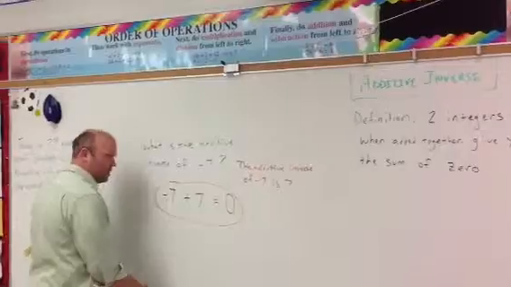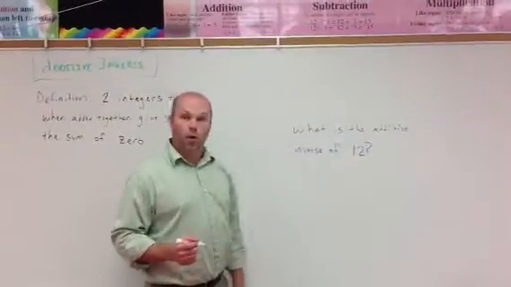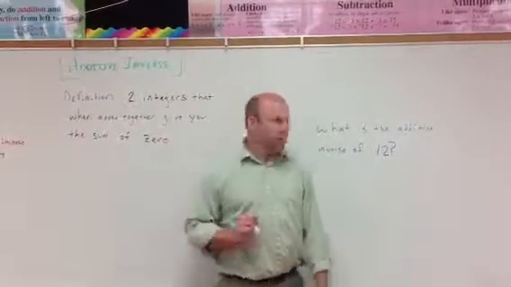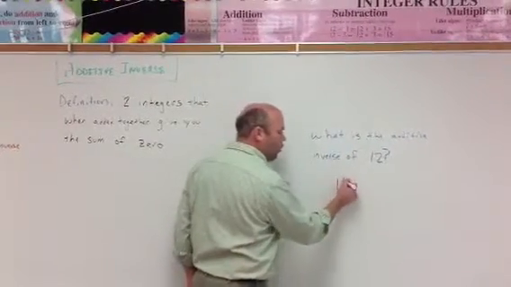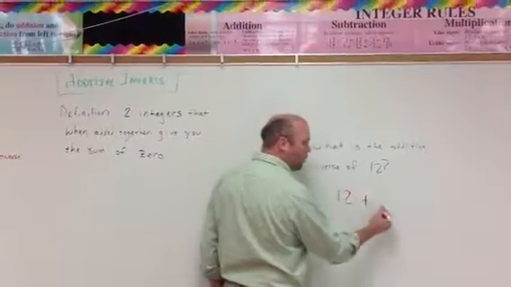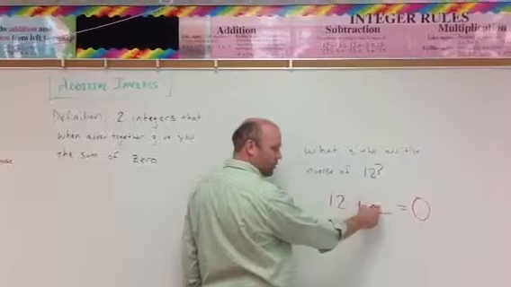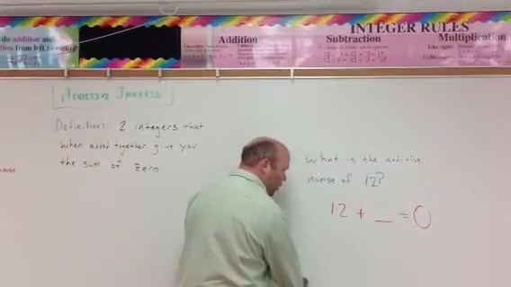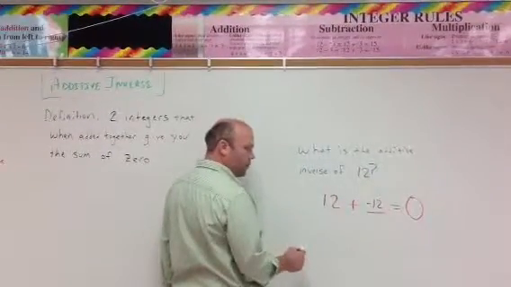So let's try the second example. What is the additive inverse of 12? My definition says two integers that when added together give me the sum of 0. What could I add to 12 to give me 0? What could I add to 12? Additive inverse. What could I add to 12 to give me 0? So this is my question mark. 12 plus, well, it makes sense to say 12 plus -12 will give me 0.